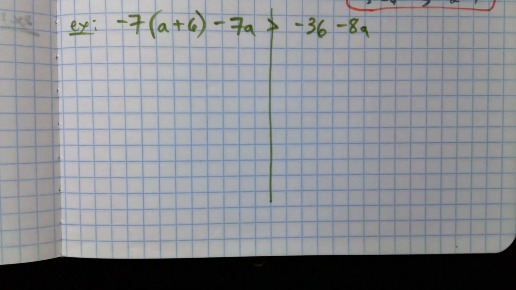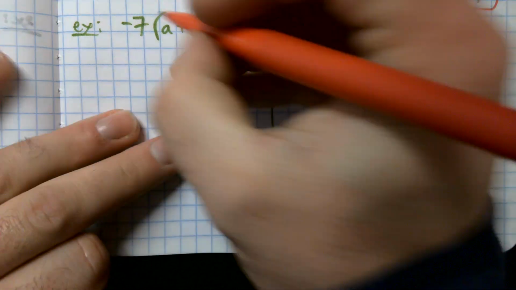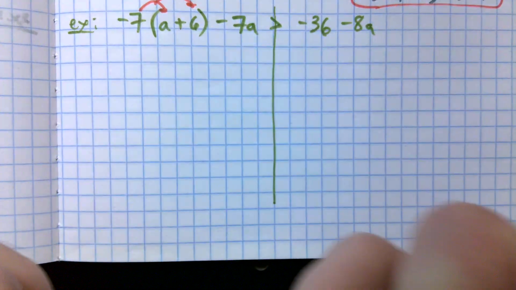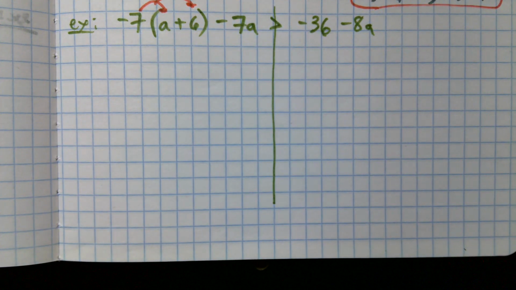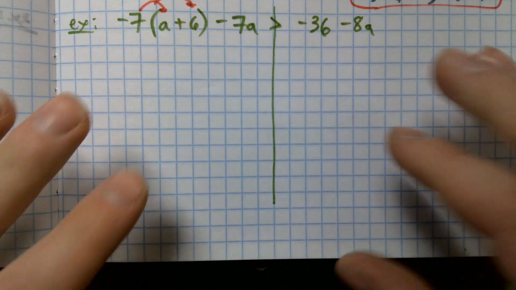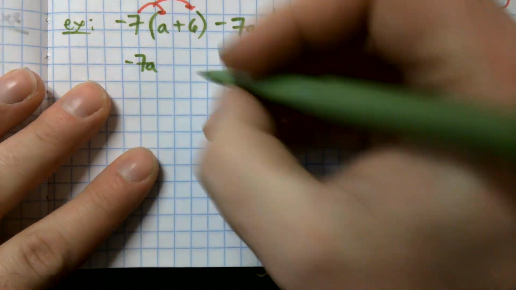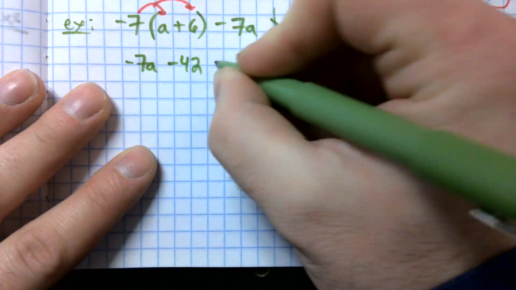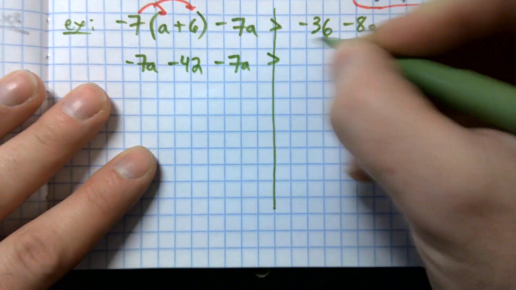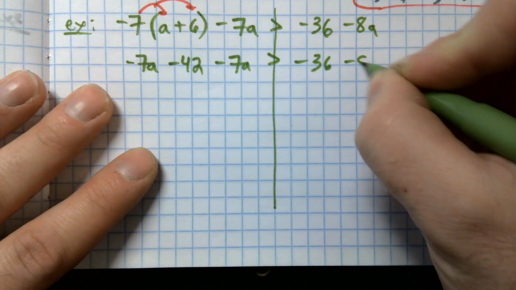I've already split my inequality. What's the first action I want to take here? I already did it. Distribute. What am I distributing? Negative 7 to A and 6. Good. What is negative 7 times A? What is negative 7 times 6? Thank you. Everything else stays the same.